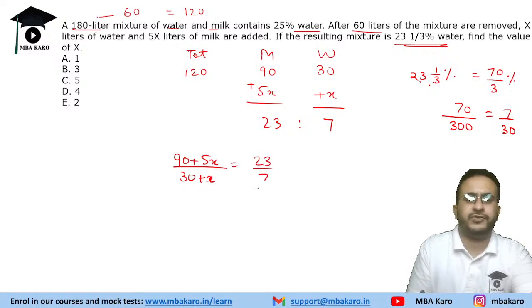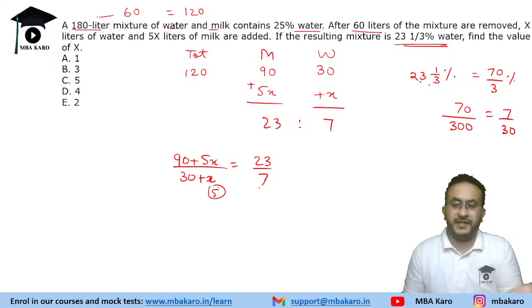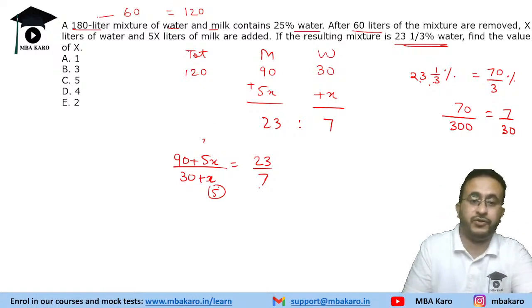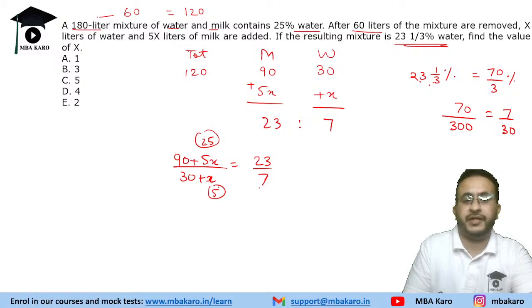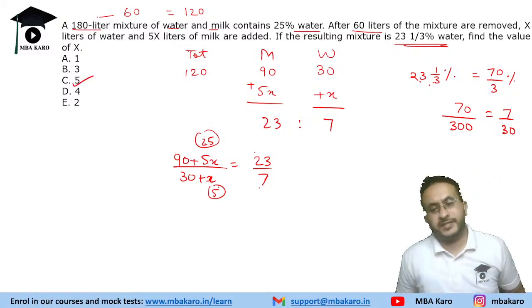कौन सा ऐसा नंबर है जो 7 का मल्टीपल बन रहा है? यहाँ पे 5 ऐड करेंगे तो 7 का मल्टीपल बनेगा ना. 30 प्लस 5 इज 35, राइट? अगर x यहाँ पे 5 होगा तो 25 होगा. सो इट विल बी 115, मल्टीपल ऑफ 23, बिना कुछ करे. ऑप्शन से आंसर आ जाएगा.